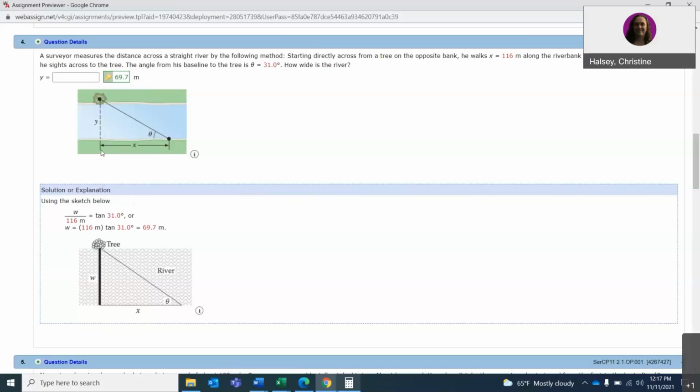All right, so given x and the angle, we can then solve for y. So we transpose that equation and solve for w. So I multiply through by 116. So 116 times the tangent of 31 degrees.